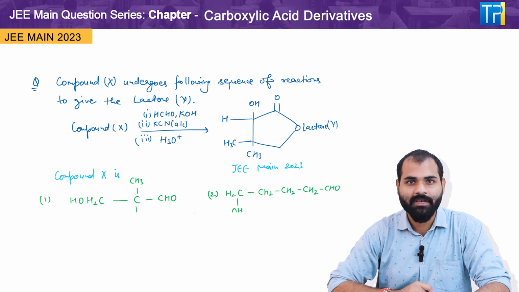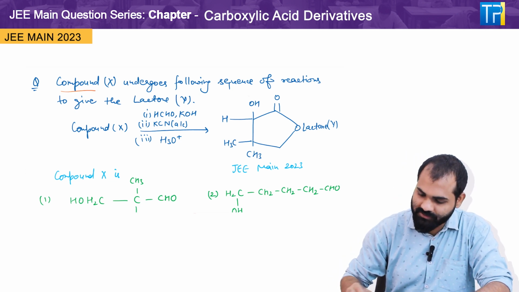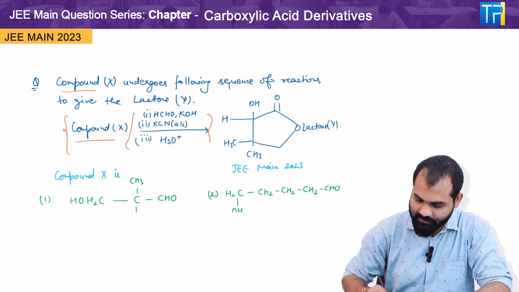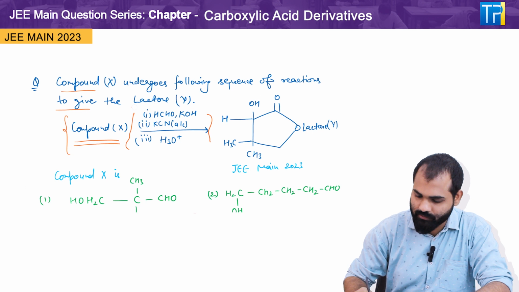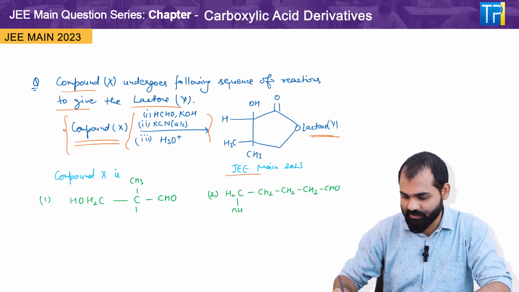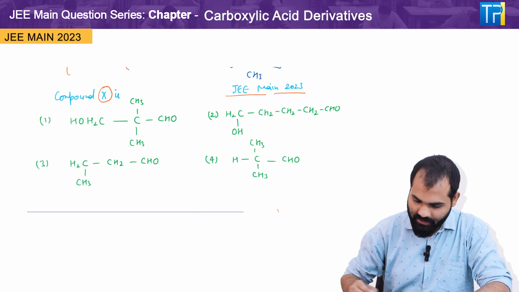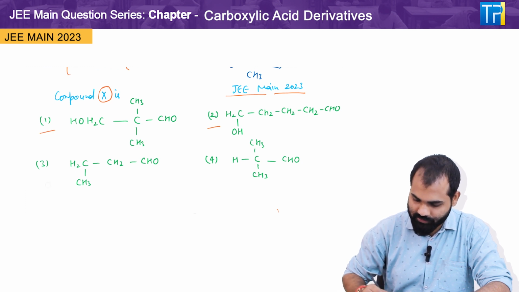Hello everyone, welcome back. So our today's question is, compound X undergoes the following sequence of reactions. The following sequence of reactions are given here. This is compound X to give the electron Y. Okay, so this question is basically from the JEE Main 2023. So basically we have to find the compound X, and our options are given here, 1, 2, 3, 4.